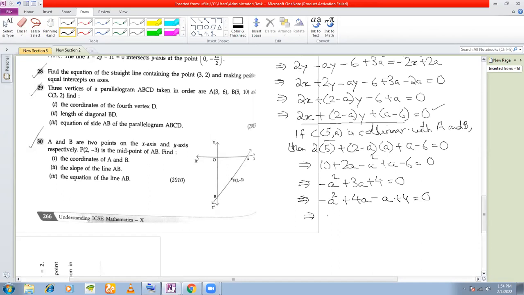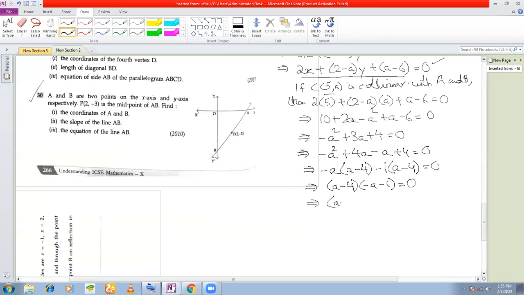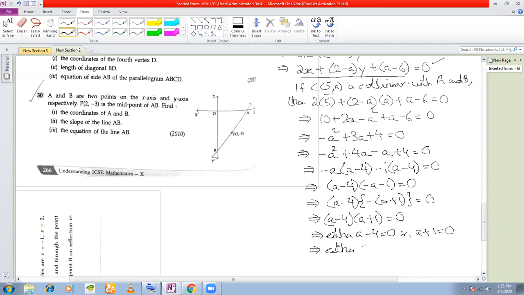We are solving this equation. So if you take minus A common, you get A minus 4 here. And if you take 1 common here, 1 is the HCF, you get A minus 4. So you are getting here A minus 4 into minus A minus 1 is equal to 0. Or you can also write this as A minus 4 into minus of A plus 1 is equal to 0. So ultimately you get A minus 4 into A plus 1 is equal to 0. That means either A minus 4 is equal to 0 or A plus 1 is equal to 0. That means either A is equal to 4 or A is equal to minus 1. So you're getting two values of A such that the 3 points are collinear. And what is the equation of the straight line?